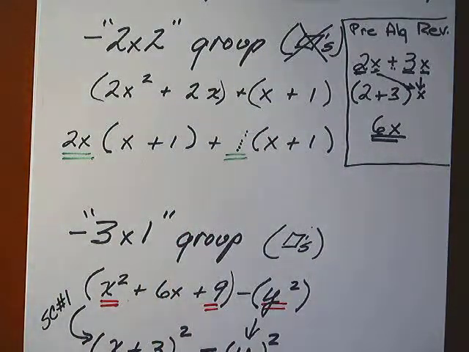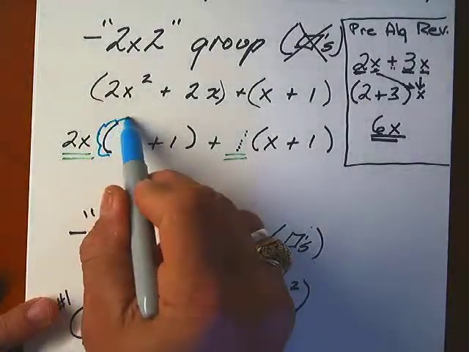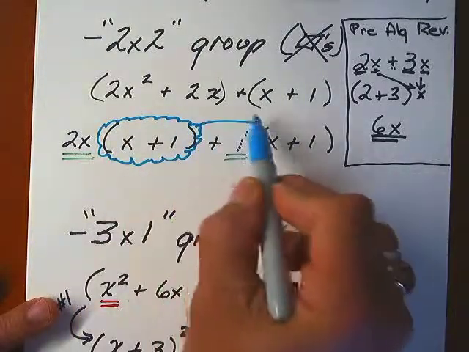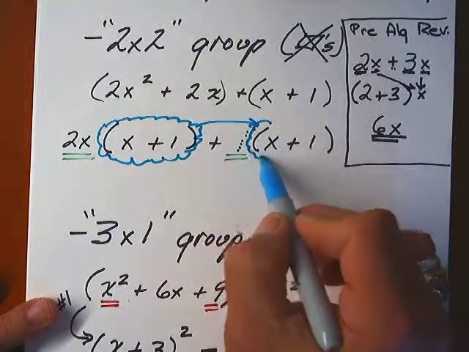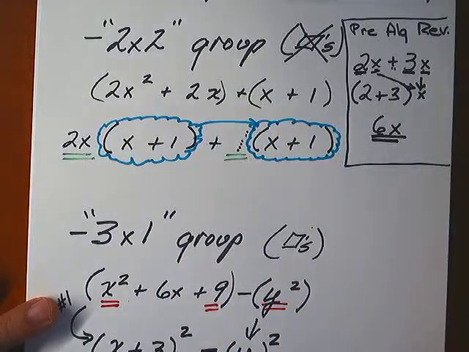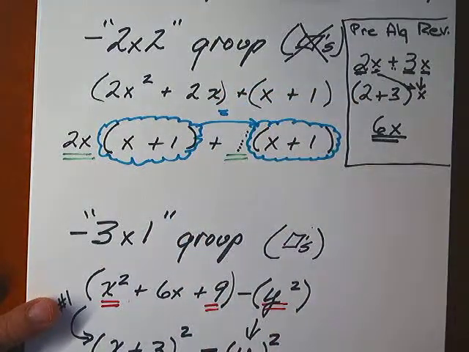But in this case, our 2 coefficients, and I'll do them in green, are this guy and this guy. And what's in common? Well, in common is the x plus 1. This whole thing right here is in common. And this should always match this.